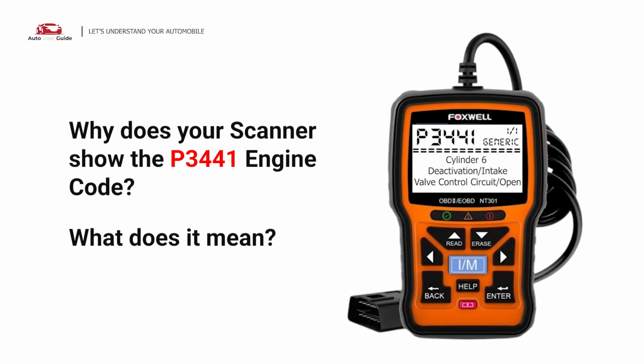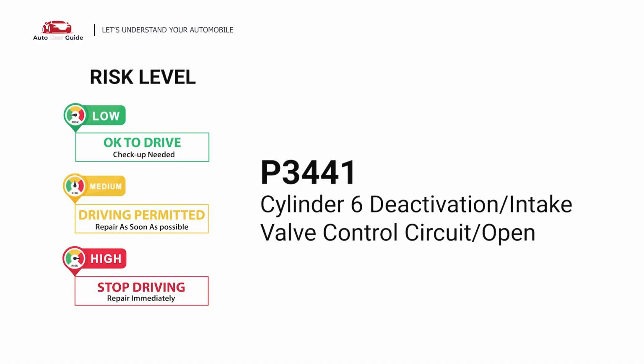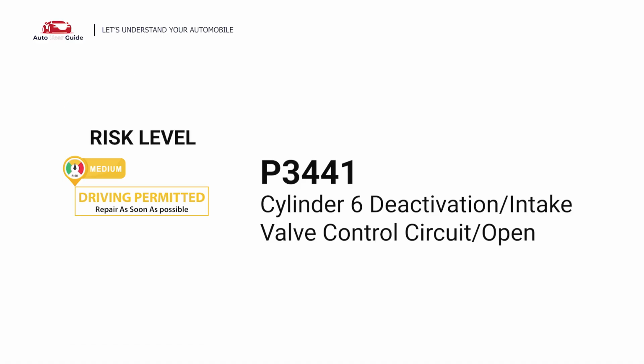Why does your scanner show the P3441 engine code? What does it mean? P3441 is a diagnostic trouble code for cylinder 6 deactivation or intake valve control circuit open.